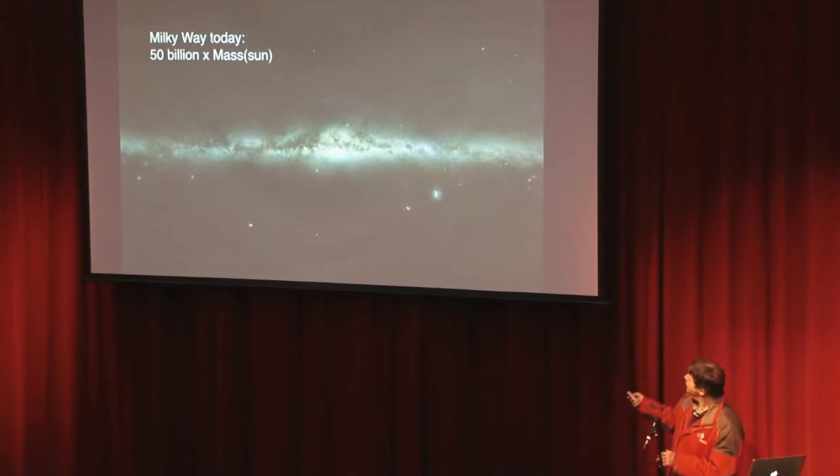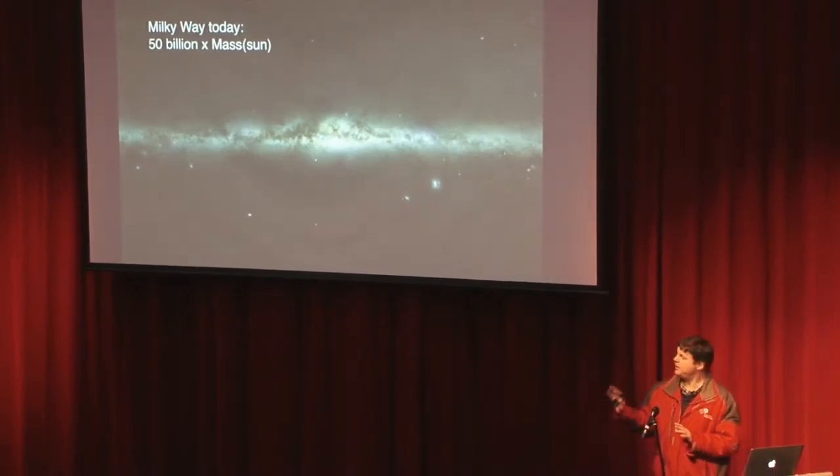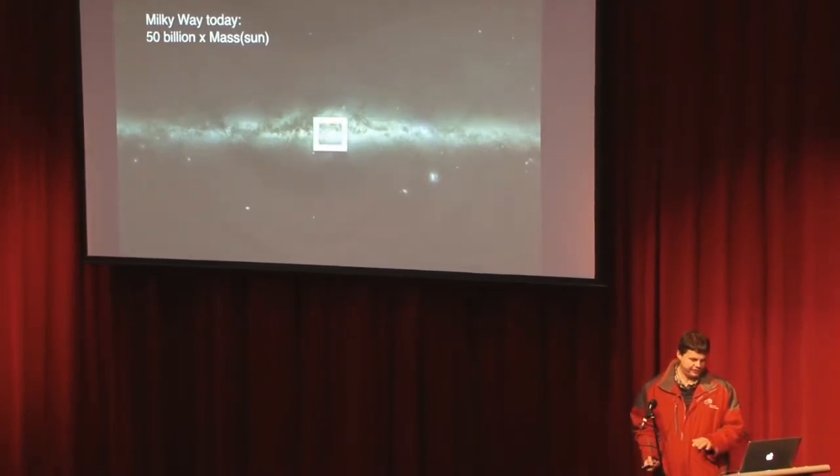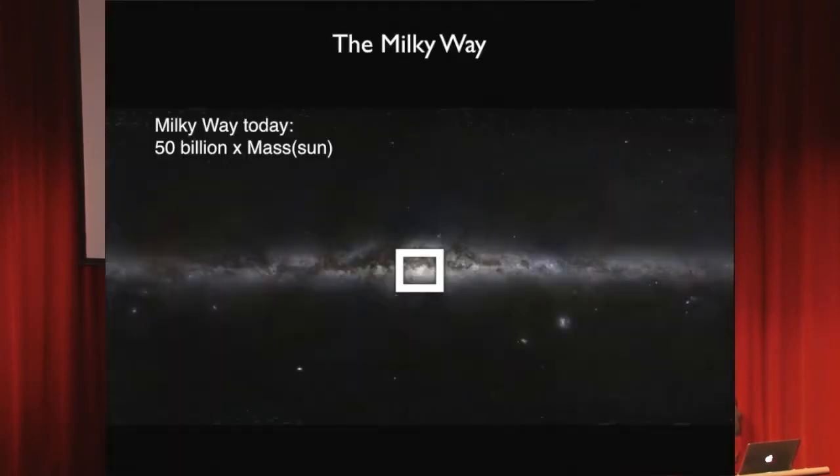You can also see that the stars in the galaxy are different colors. Some are quite blue, some are yellow, some are very red. And the important thing is that galaxies are made of stars of different kinds. So let's take this little part here. This is the center of the galaxy. This is what's called the bulge of our galaxy.